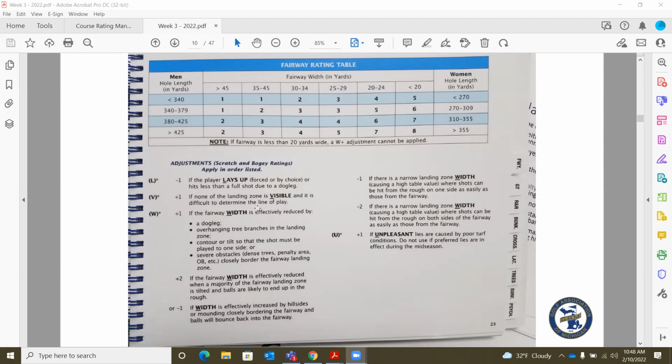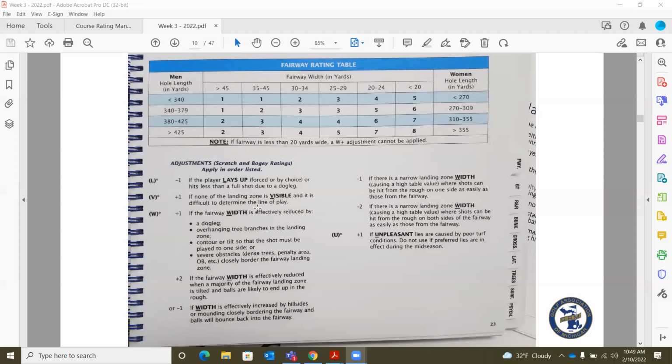And a good rule of thumb that someone taught me when I was first doing this was, when you go out to your landing zone, the easiest way to determine right away if it's a V or not is just to look back at the tee. If you can still see the tee when you're in your landing zone, you can't have a visibility adjustment. And if you can't, then you go from there and determine if it satisfies that first requirement, but then again, is it difficult to determine the line of play even though we might not be able to see our landing zone?